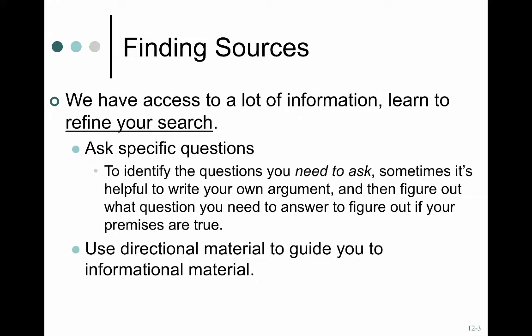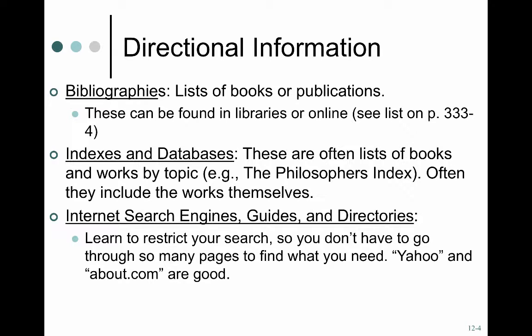You should already have summarized or standardized the arguments in the op-ed article. Based on your summary, you should be able to write some research questions that more clearly identify exactly what aspects of nuclear power you need to research. Then you would use what the book refers to as directional materials to help you find the right information. So what is directional information?